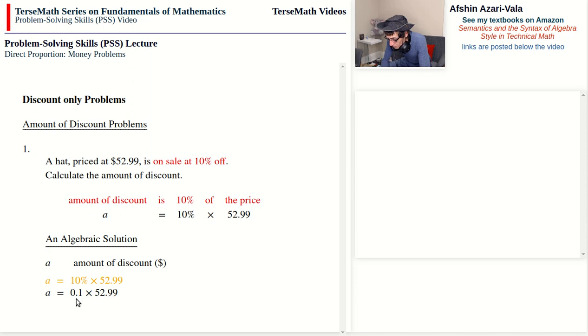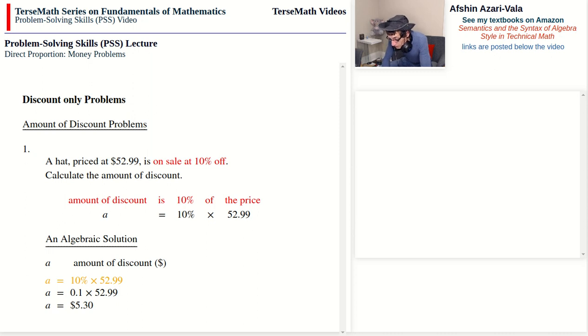You'll find that in many science formulas, formulas in other fields like statistics and so on, that we usually use decimals and not percentage when we formulate them. Alright, so A is equal to 0.1, which is 1/10 or 10% of $52.99. And if we multiply them, we'll end up with $5.30.